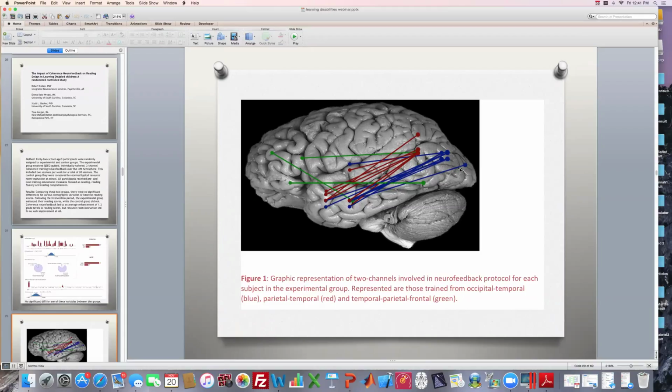You can see the grouping in blue, we basically trained from the visual word form area to the temporal lobe, which could include phonological and or semantic aspects. The red group trained largely from the semantic to the phonological, and the green group had different combinations. And again, all of the training was over the left hemisphere, because that's where all of their deficits were shown on their QEEG.